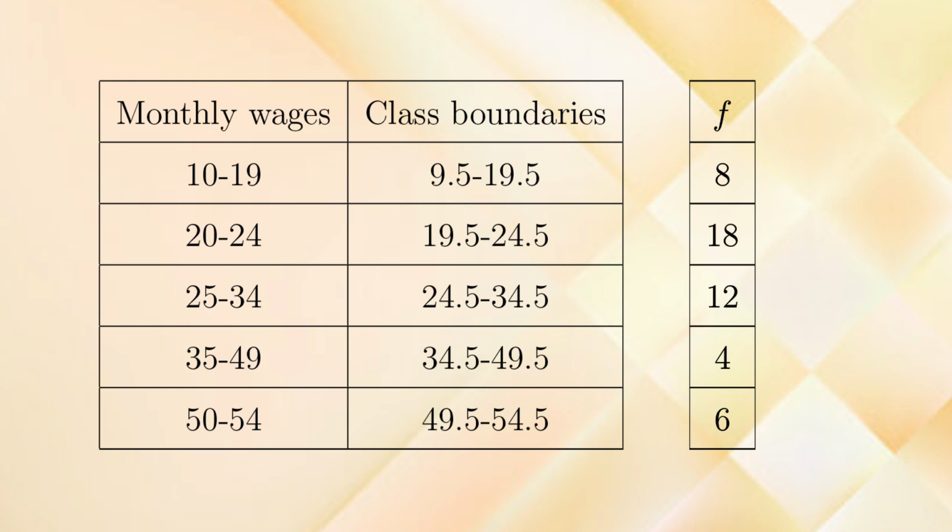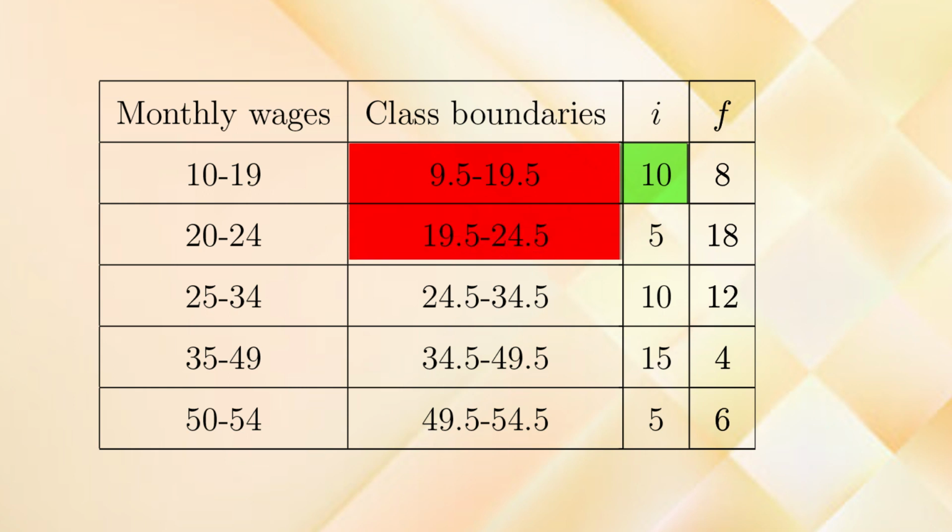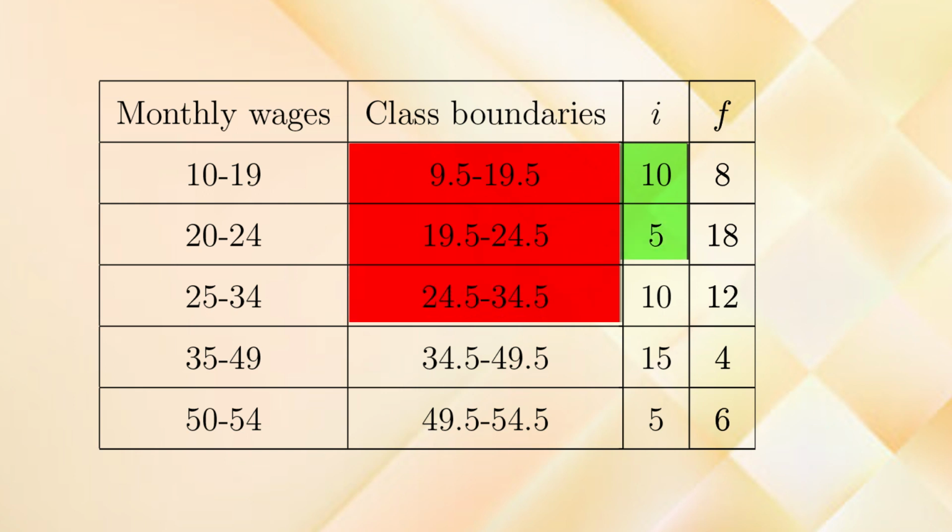Now, check whether all the class intervals are of the same width. We observe that the width of the first class is 19.5 minus 9.5, which is equal to 10. For the second class, the width is 24.5 minus 19.5, which is equal to 5. For the third class, the width is 34.5 minus 24.5, which is equal to 10.